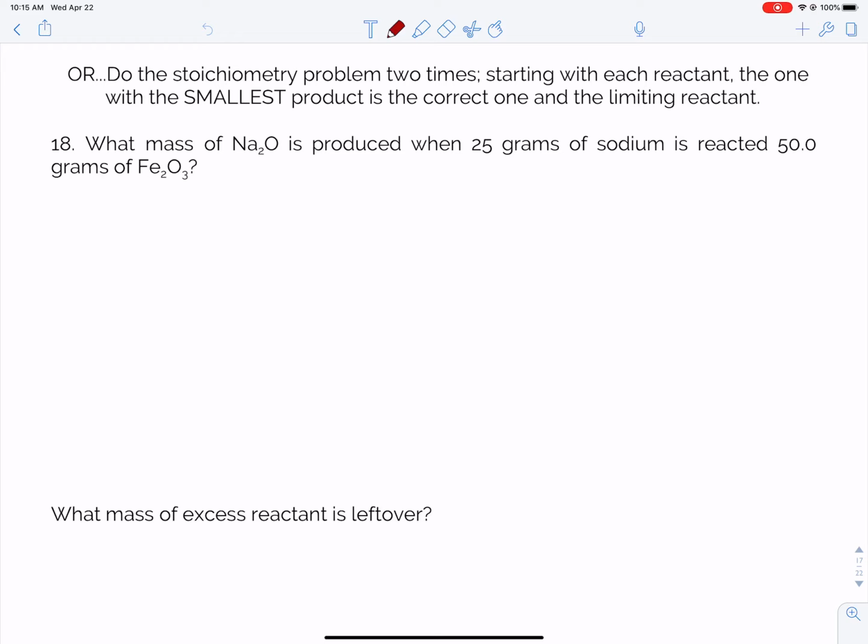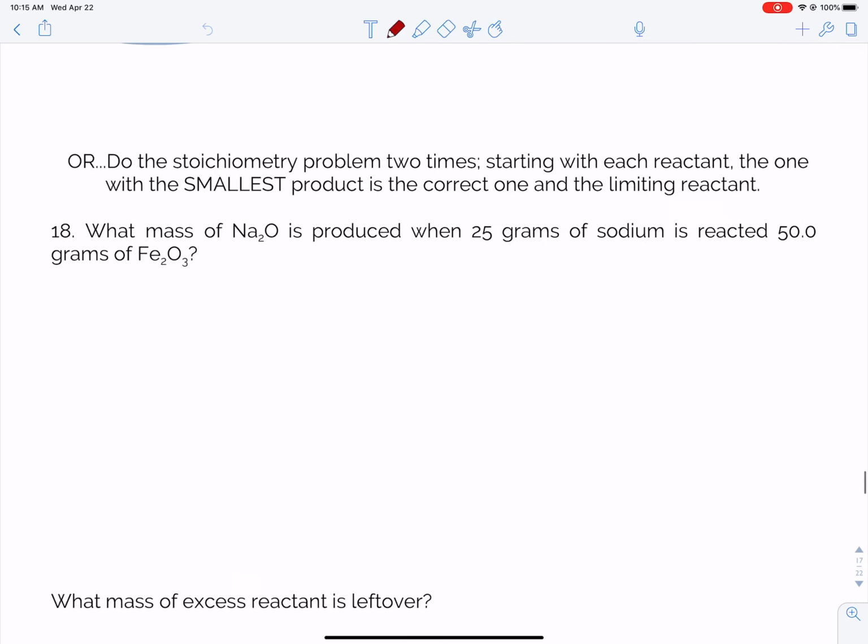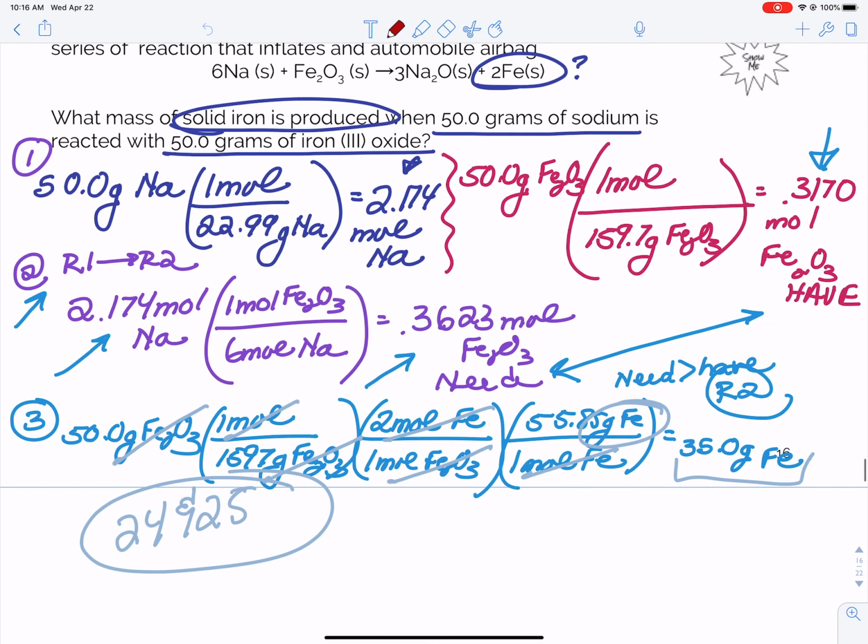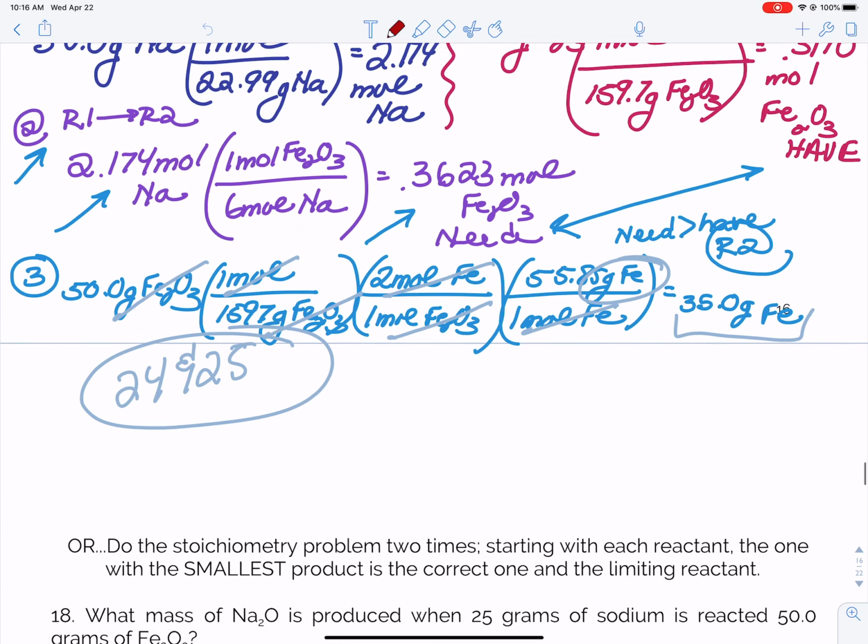Remember, we're talking about limiting reactant problems where one of the reactants is going to get used up and that's going to stop the reaction. And there's 3 different ways of doing these problems. The first way is what we learned in video 6, comparing how much you need of reactant 2 versus how much you have of reactant 2, just to check: do you have enough reactant 2 to use up all of reactant 1?